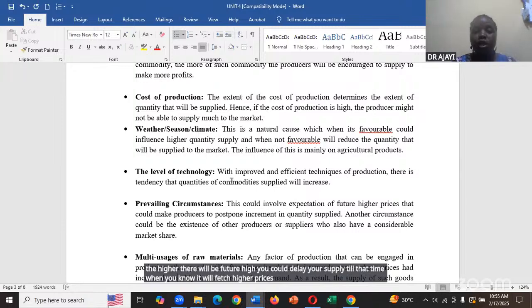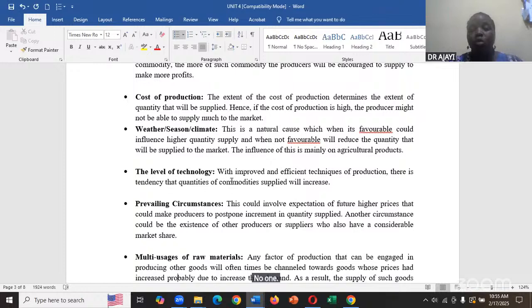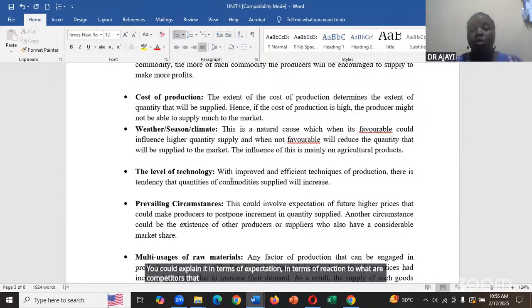Or it could be another thing, the existence of other producers too, because you know that you are not the only one producing. You could explain it in terms of expectation, in terms of reaction to other competitors that are existing.